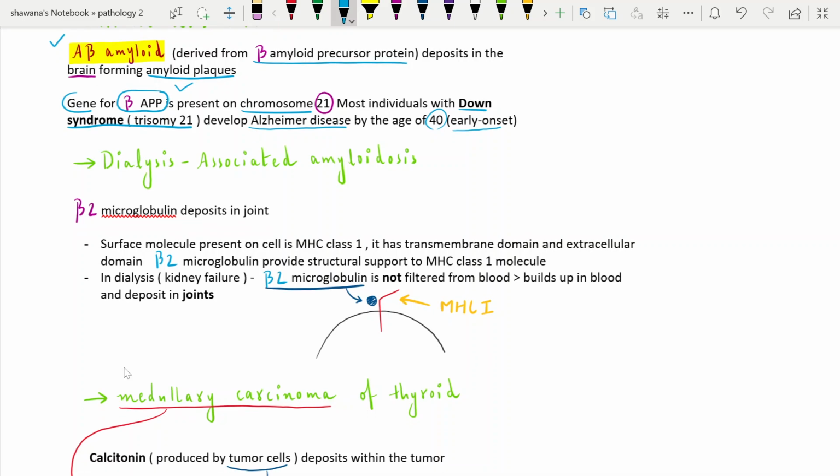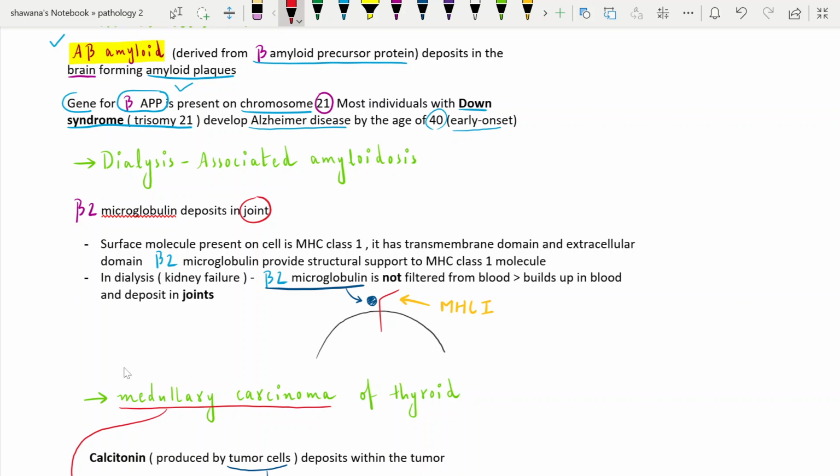The last but not the least is dialysis associated amyloidosis. What is dialysis associated amyloidosis? It means that beta 2 microglobulin will be deposited in the joints. But why in the joints? Let's see the context, and then we will understand why beta 2 microglobulin, a protein which will present as amyloid, will be deposited in the joint.